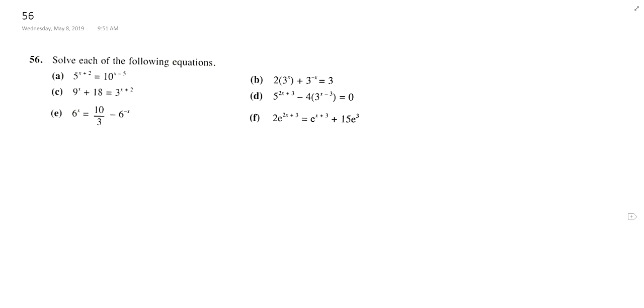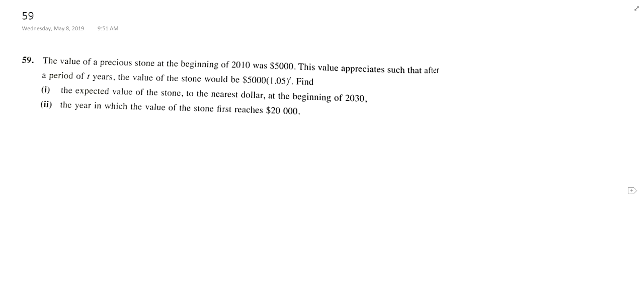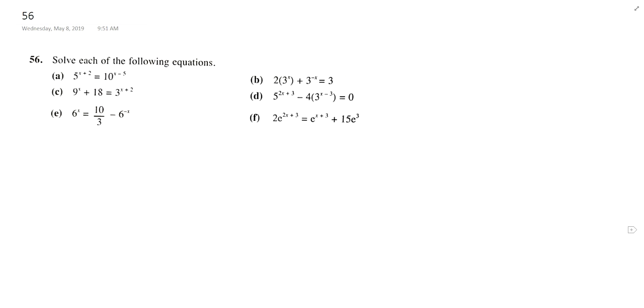Okay, next. Question 56. B, E. Any more? Okay, let's start with part A. Anybody need help for part A? Part C? D? F? Okay. In view of the lack of time, I will do part D.